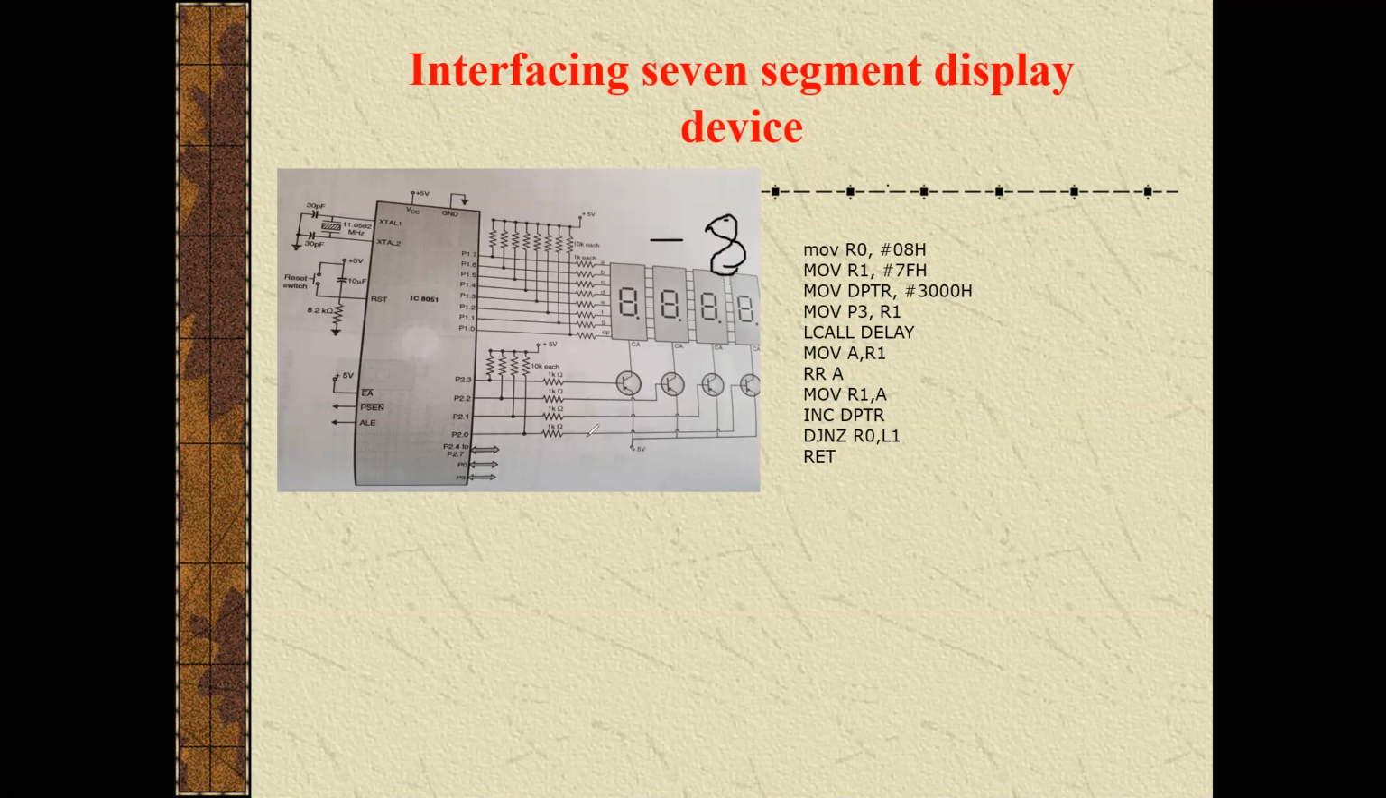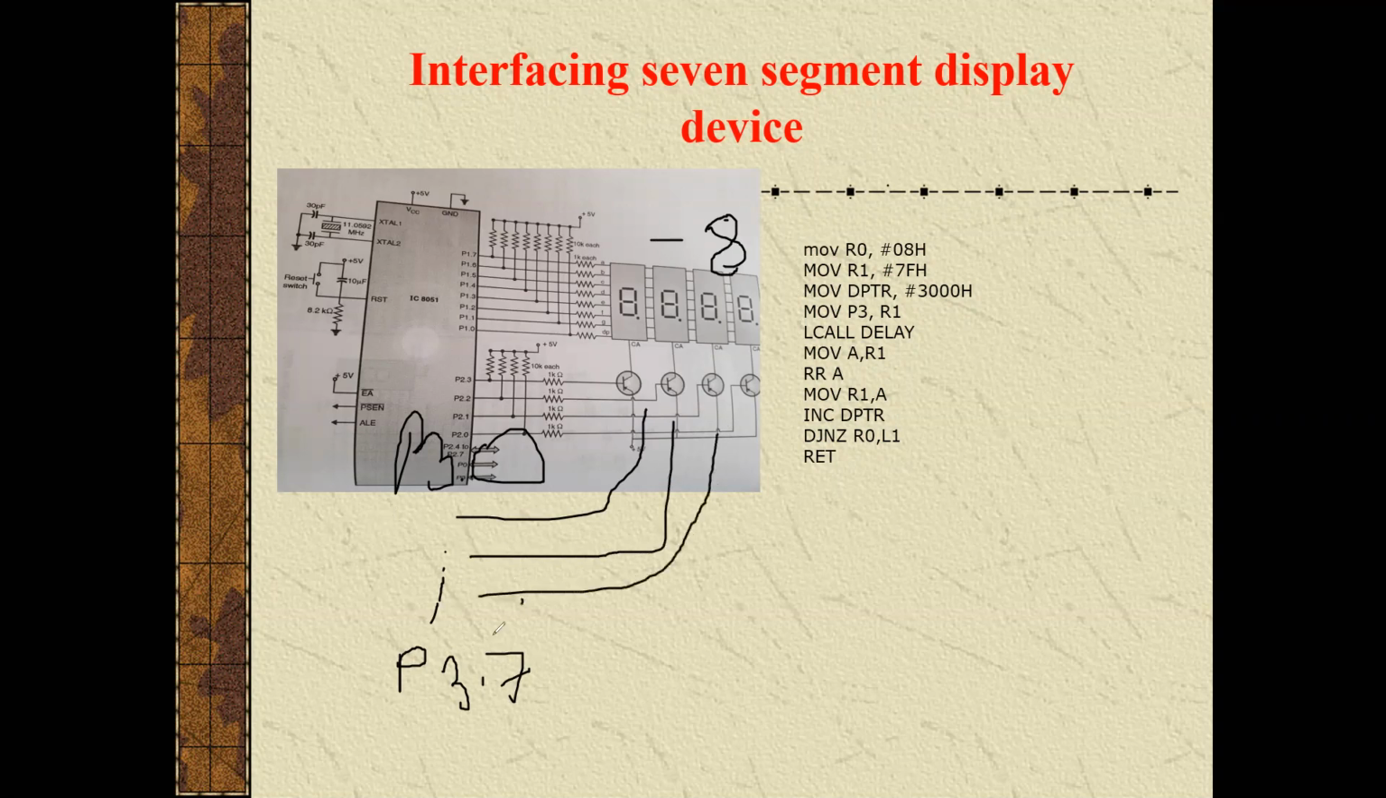So 8 7-segment displays will be used, and here the port 3.0 pins are using port 0.7. We are using transistors because we have 8 digits of 7-segment display. To enable those particular 7-segment displays, we are using multiplexing. We are using a transistor, and those transistors will be enabled by these 4 pins of P3.